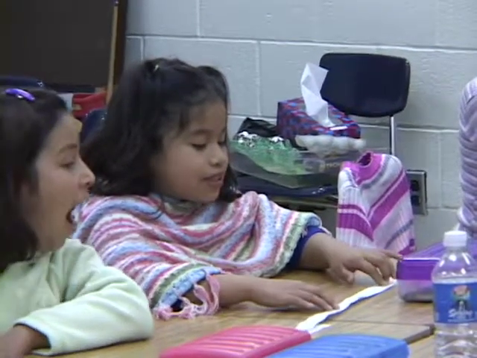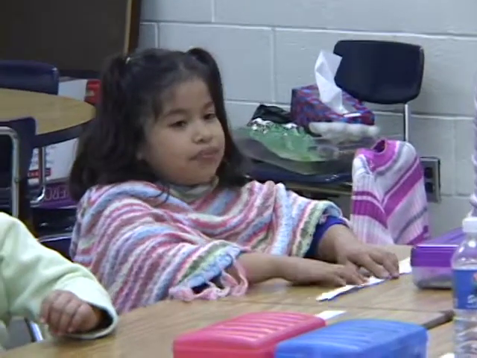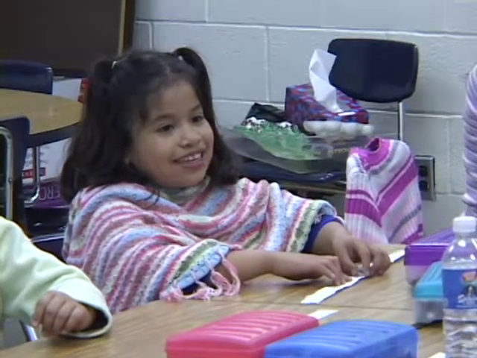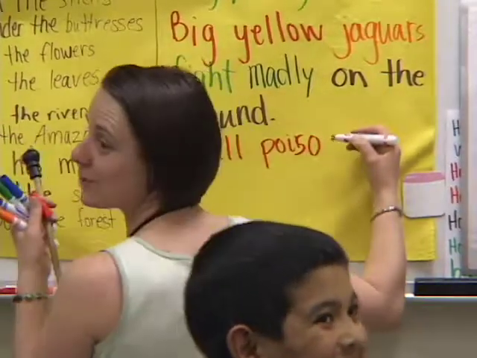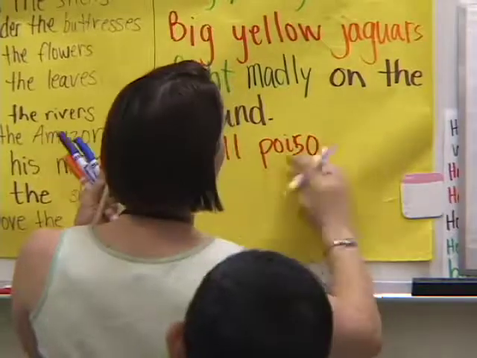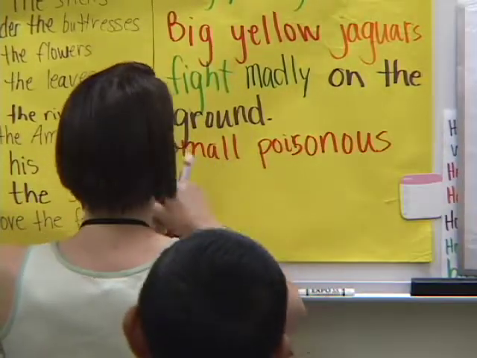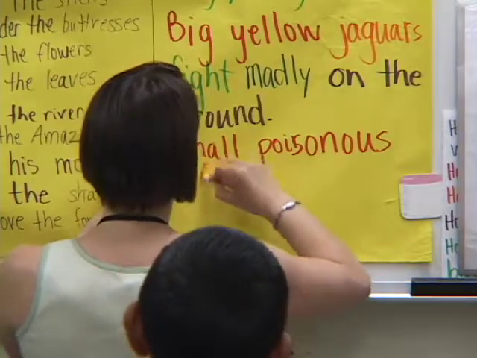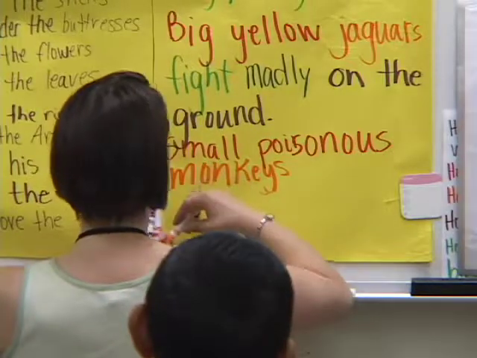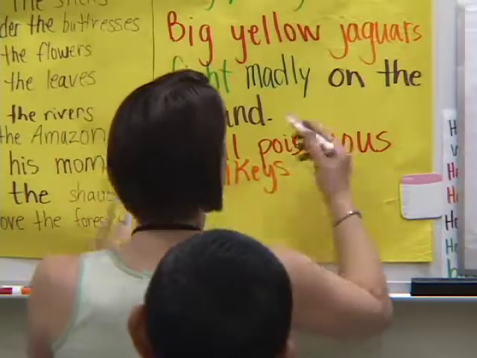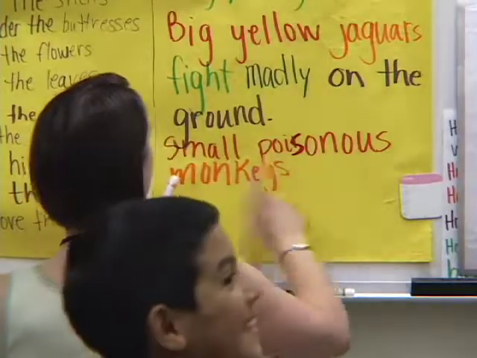Small poisonous monkeys scratch quickly in the canopy. Oh, that's terrible, Giselle. Poisonous monkeys. Oh, I told her she was writing a fiction story yesterday. Small poisonous monkeys. What? That letter looks like a number 5. I know, I'm sorry, it's an ugly S, isn't it? Is it okay if I just leave it kind of ugly? Yeah. Okay, thanks. Small poisonous monkeys.